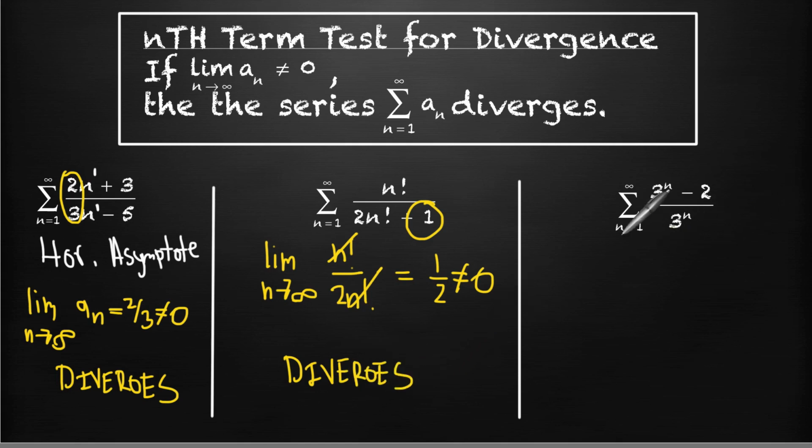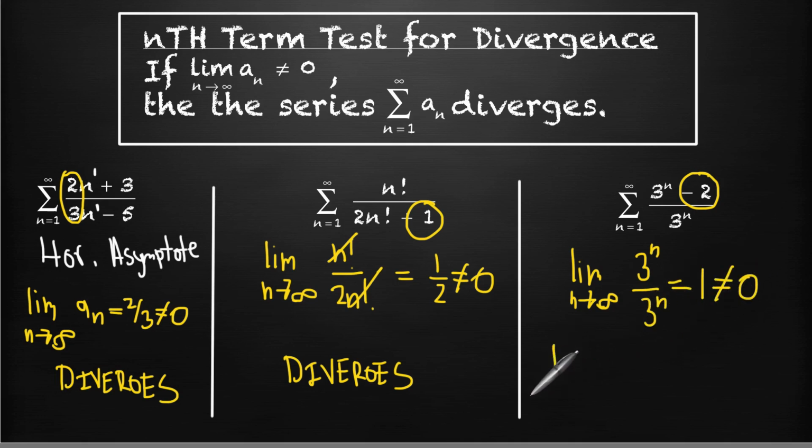All right, the third one. Once again, we are looking at letting n approach infinity. And when you do that, this term is going to be negligible. And so, therefore, we end up getting the limit as n approaches infinity of 3 to the n over 3 to the n. And that's going to equal 1. 1 is not equal to 0. So, therefore, this series diverges.